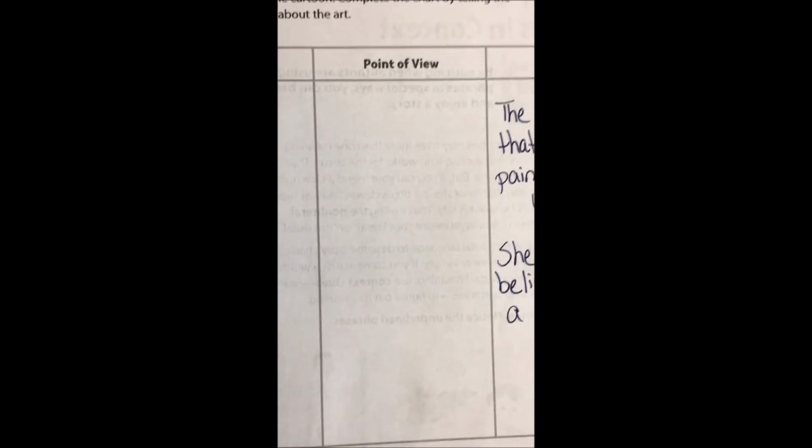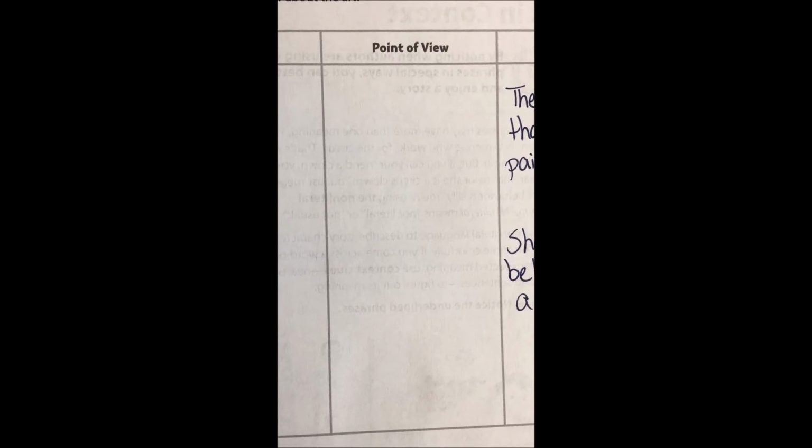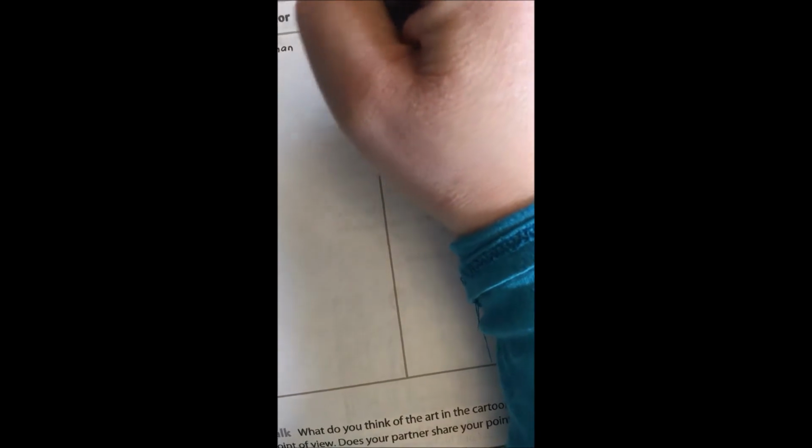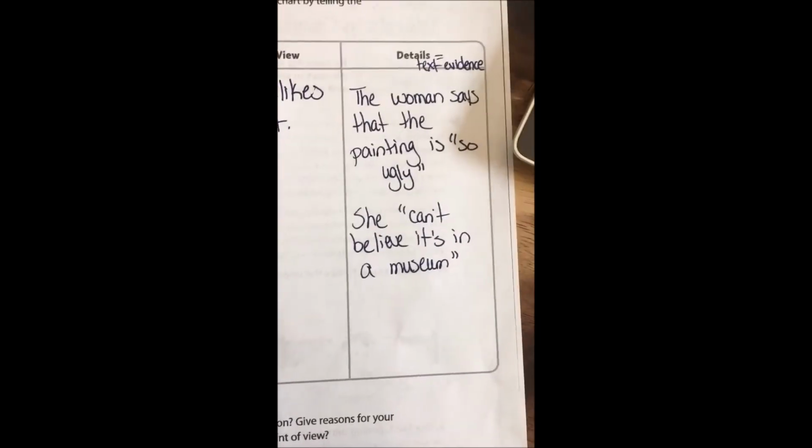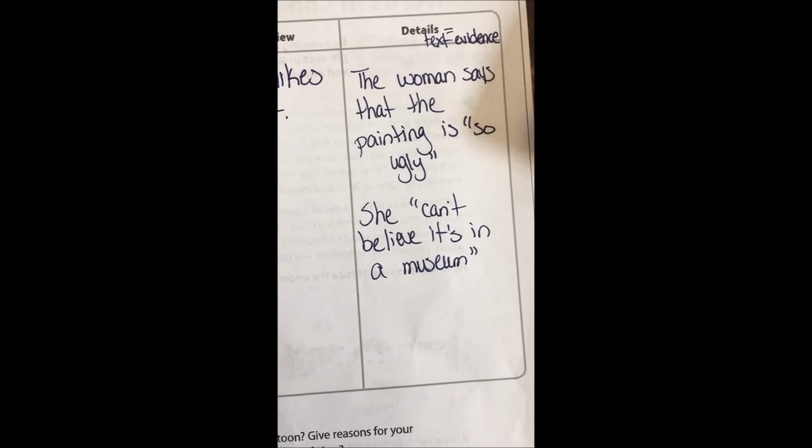So right here where it says point of view, how do we think the woman feels about the art? Do you think she likes it or do you think she dislikes it? I'm going to give you a second to think. All right, we're going to say it together. Ready? Does she like it or dislike it? 1, 2, 3. She dislikes it. Excellent job, scholars. She dislikes the art. Okay, so now I have her point of view about the art. She's not a big fan of it. And I can prove that because she says it's ugly and that she can't believe it's in a museum.